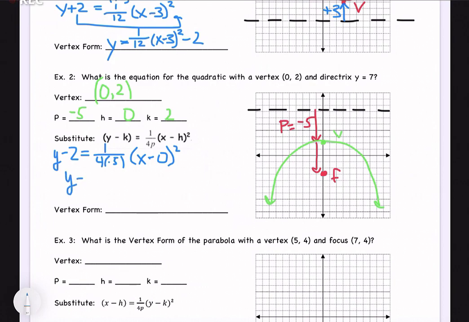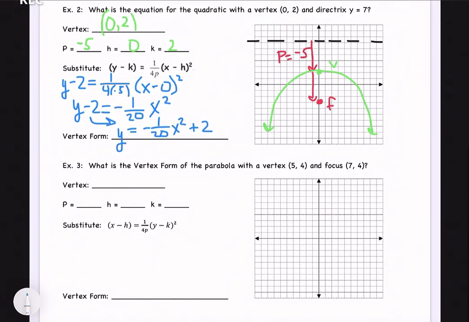So y minus 2 equals -1 over 20 times x squared. And our last step, we move this 2 over. So y equals -1 over 20 x squared plus 2. So you can see our transformations were up 2, reflected across the x-axis, opens down, and it's compressed by 1 over 20.